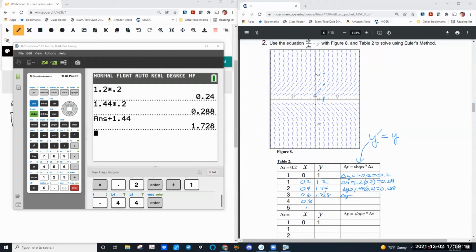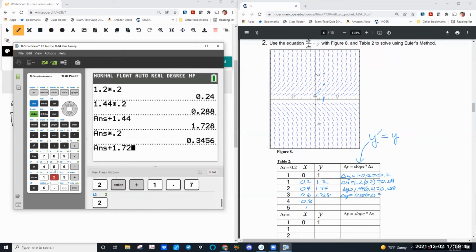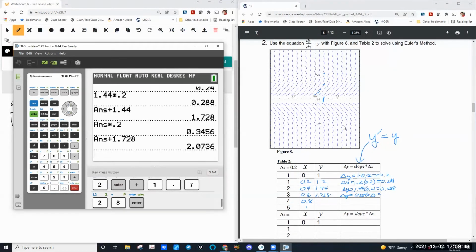All right, next one. You take the y, 1.728 times the 0.2. You're going to see the numbers start getting pretty long as far as the number of decimals. But check this out. I can do it all in my calculator. There's my slope times 0.2. There's my change in y. I add that to the old y. And now I am at 2.0736.